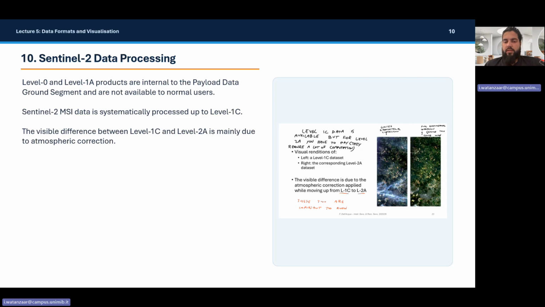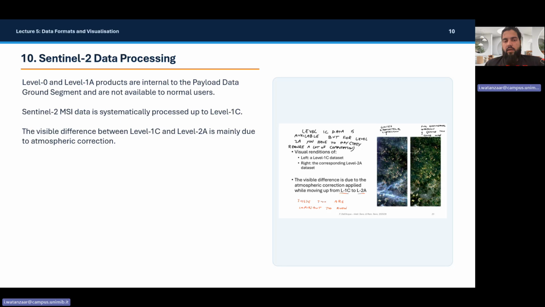Then after the processing to level 1C, it's really easy to process for the bottom of atmosphere. The visible difference between level 1C and level 2A is the atmospheric correction. After the top of atmospheric corrections, we can find the bottom of atmospheric reflectance, which is mainly due to the atmospheric correction. It's no big difference.